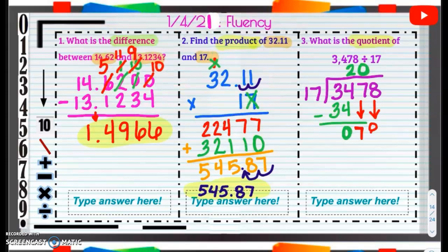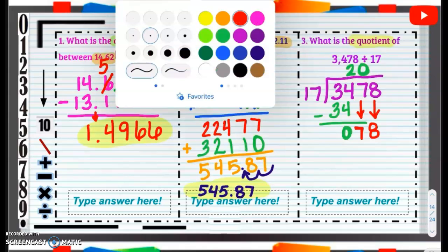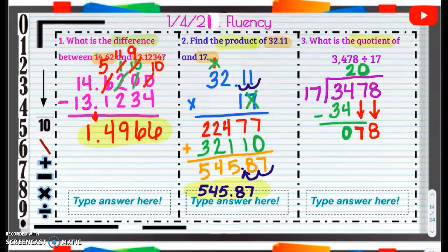8. Can 17 go into 78? Well, it can, but let's see how many times. Let's try some different things out. So 17, we know times 2 is 34. Maybe times 5? I don't know. Let's try it. 5 times 7 is 35. 5 times 1 is 5, plus 3 is 8. Oh, that's too much. What about 17 times 4?